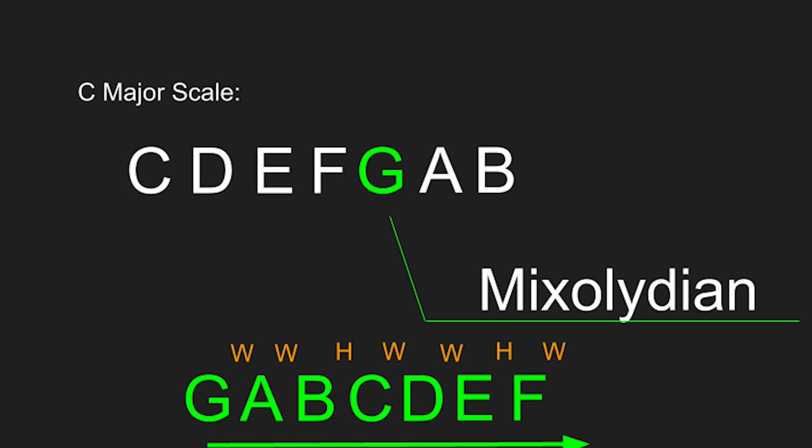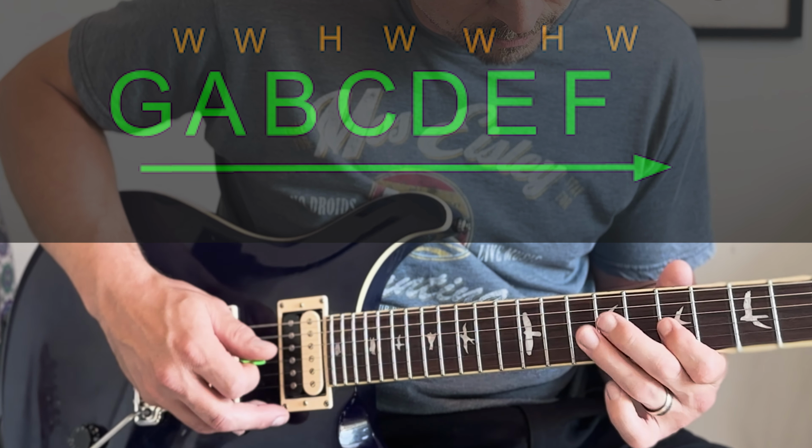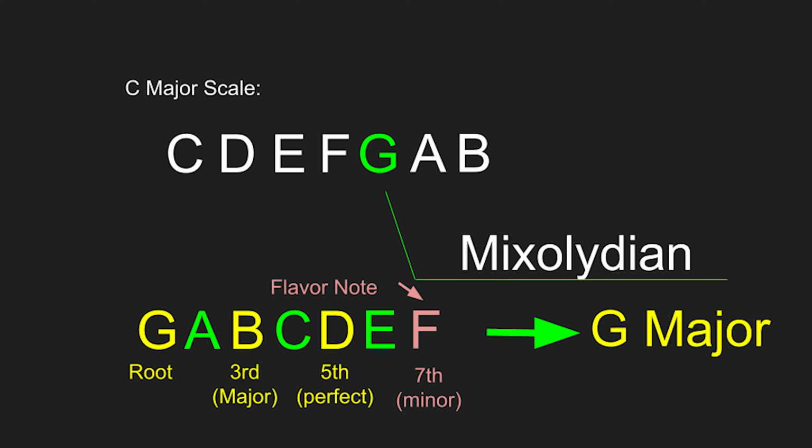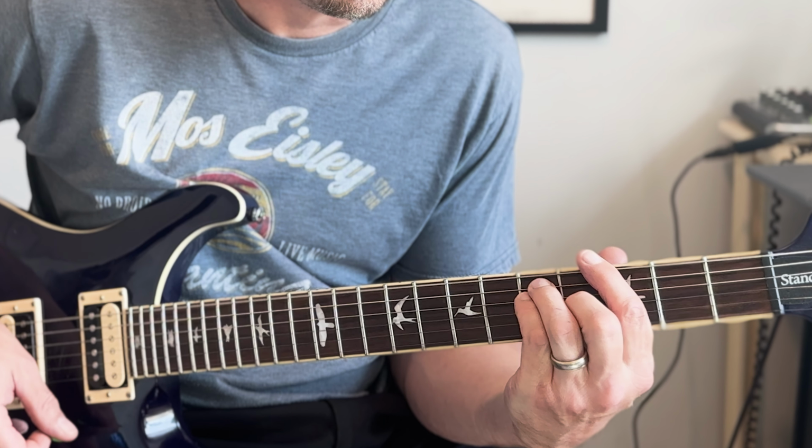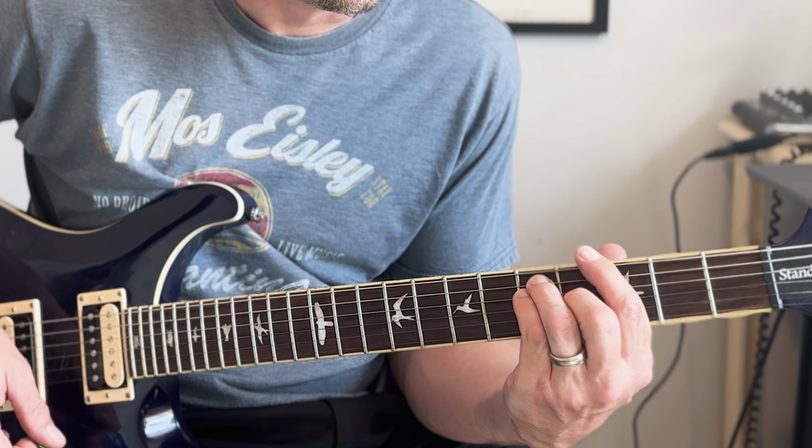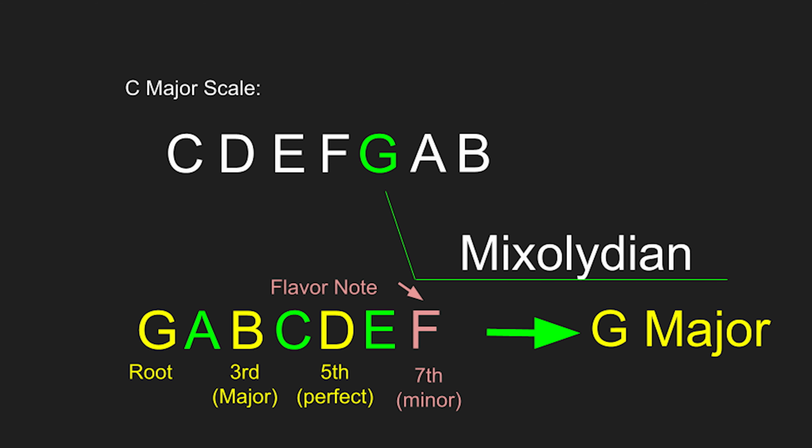The fifth mode is Mixolydian. Here we'll be playing in G major because it has a major third. Its flavor note is the flattened 7th note, which I believe is what gives it that bluesy feel, because you see the juxtaposition of a major and a minor sound in one scale.